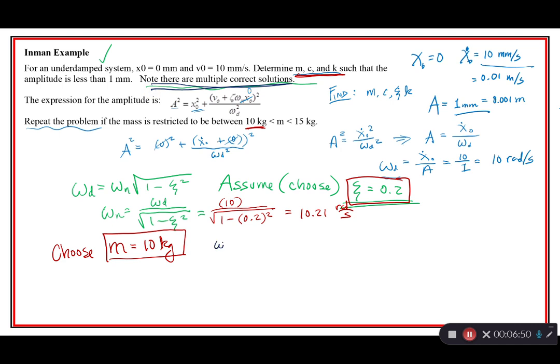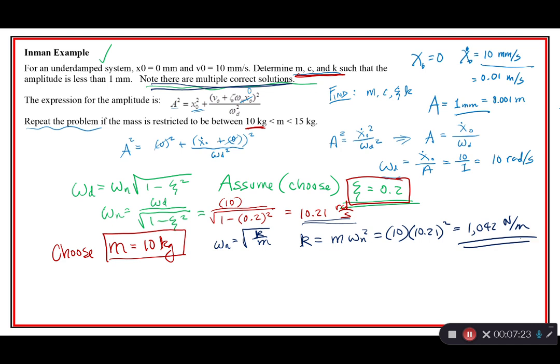So we know that the natural frequency is the square root of k over m. Because we already know this, we're able to find k is equal to m omega n squared. We take our 10 that we just chose and our 10.21 squared, and we're left with a k of 1,042 newtons per meter. So we're on our way, right? Because we were trying to find m, c, and k. We have an m and a k. All we need now is a c.